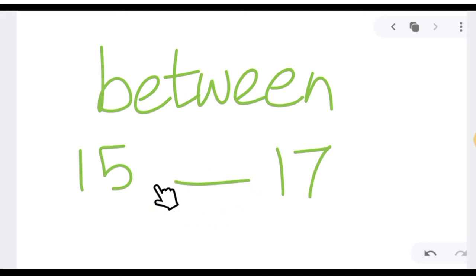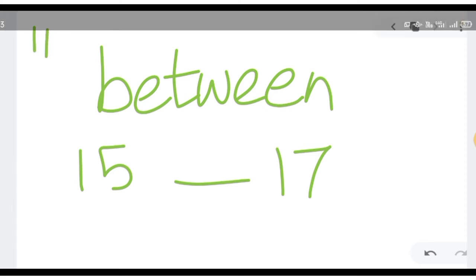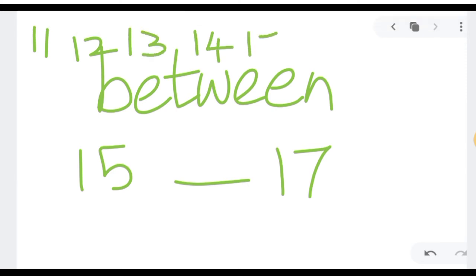What number comes in between 15 and 17? While you are saying numbers from 11 to 20, you can get this. See, 11, 12, 13, 14, 15, 16, 17, 18. It goes on. Okay.